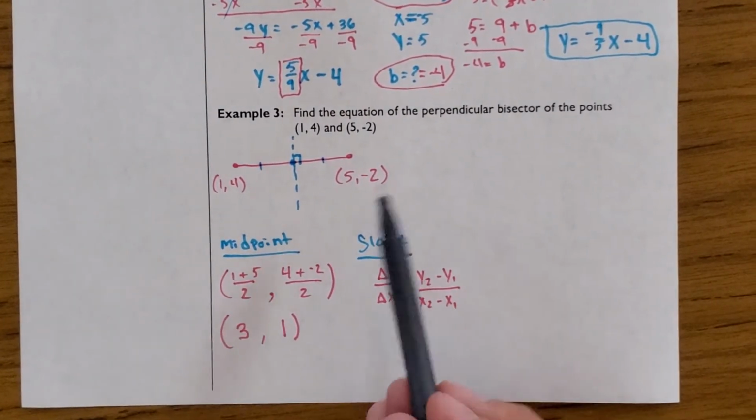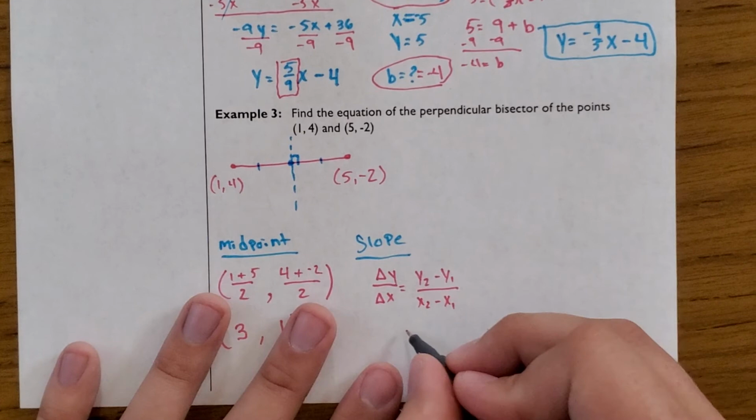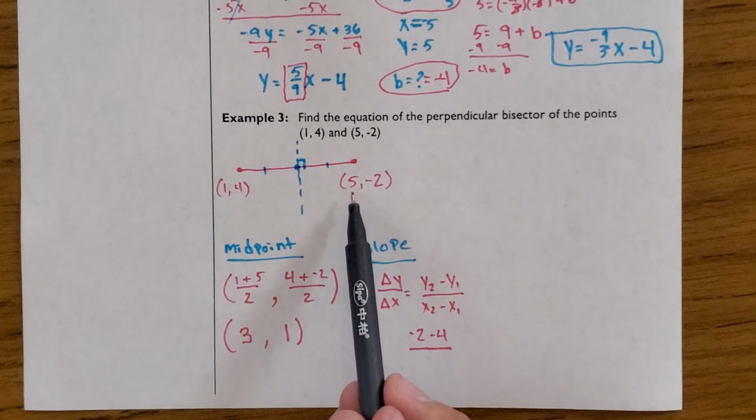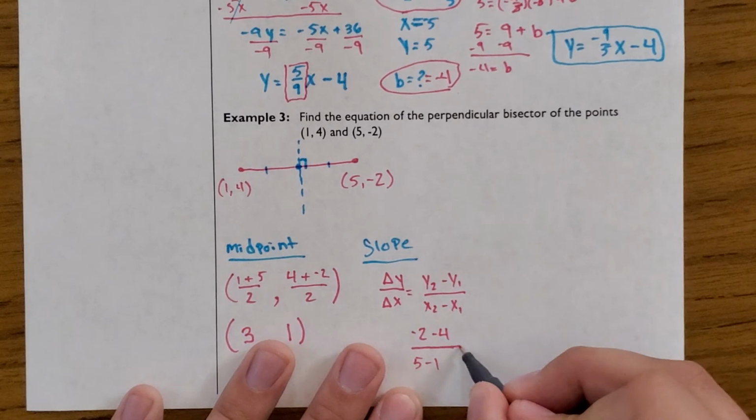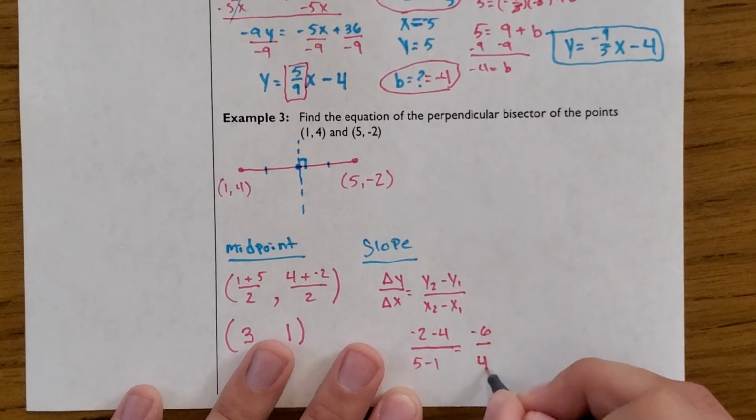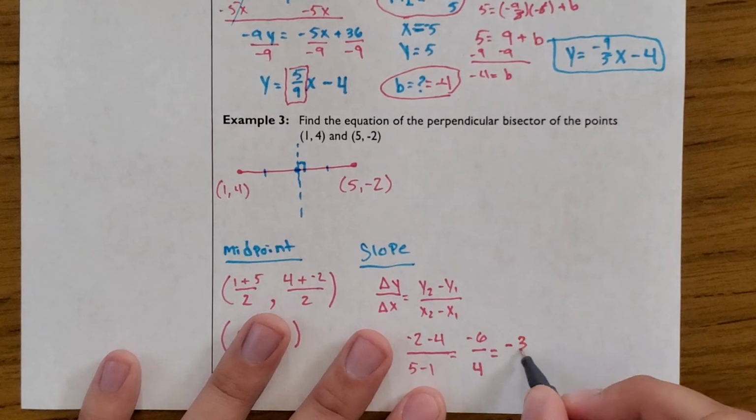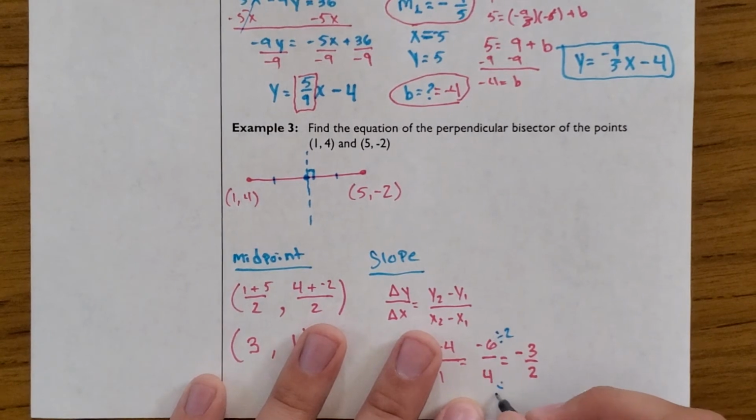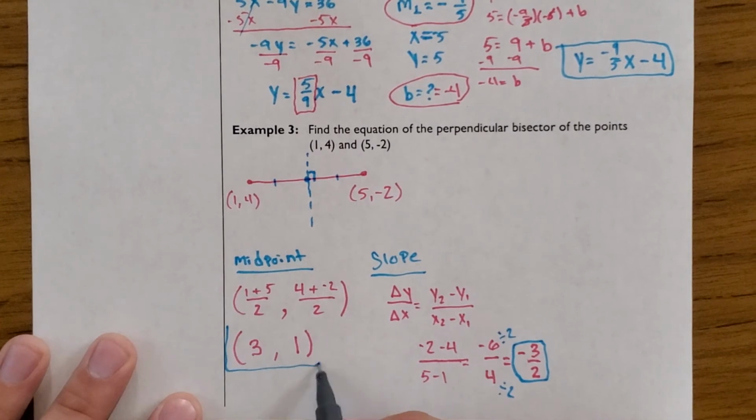So let's go ahead and figure out what that is. I'm going to take my y2. So y2 is negative 2, y1 is 4. So I'm going to have negative 2 minus 4. x2 is 5 and x1 is 1, so 5 minus 1. Well, negative 2 minus 4 is going to give me negative 6. 5 minus 1 is going to give me 4. And I can divide both of those by 2, so overall it looks like my slope is going to be negative 3 halves. Again, I just divided this by 2 and this by 2 to simplify that fraction. So negative 3 halves is the slope, and my midpoint is 3, 1.